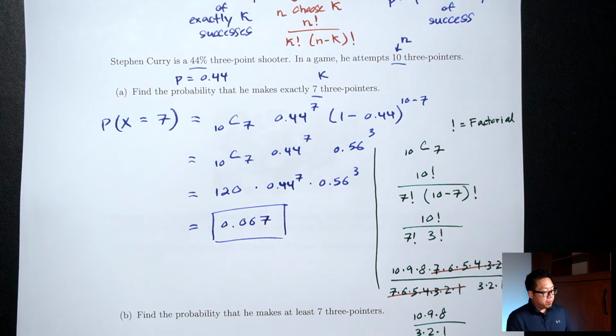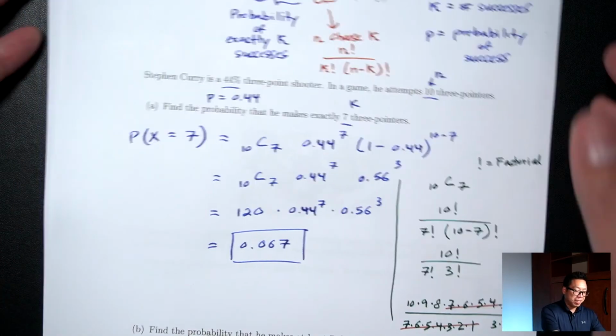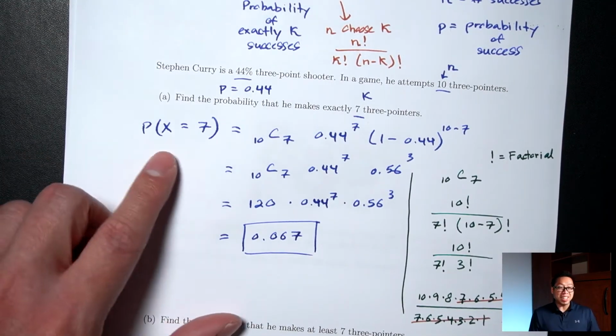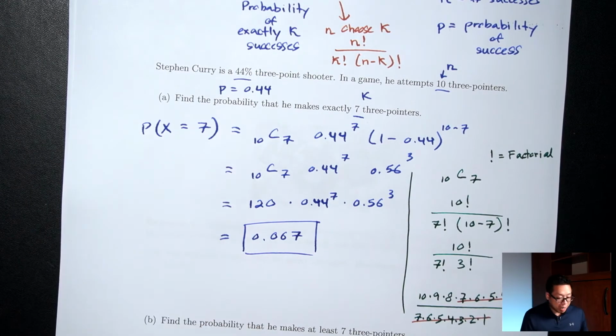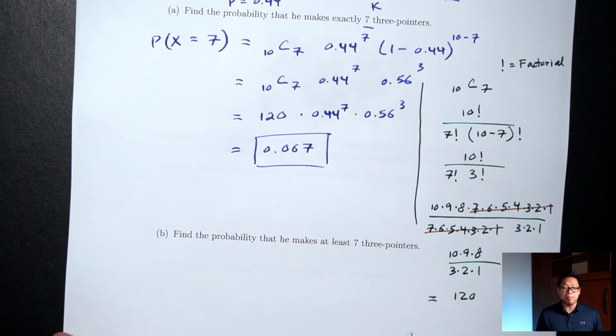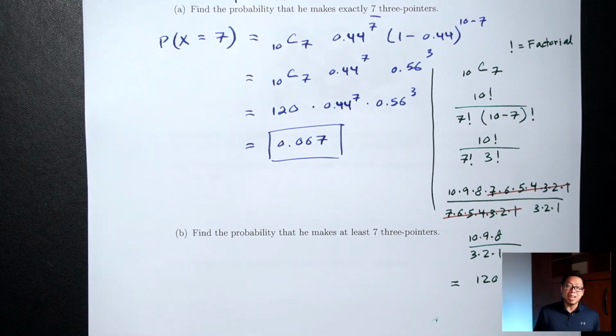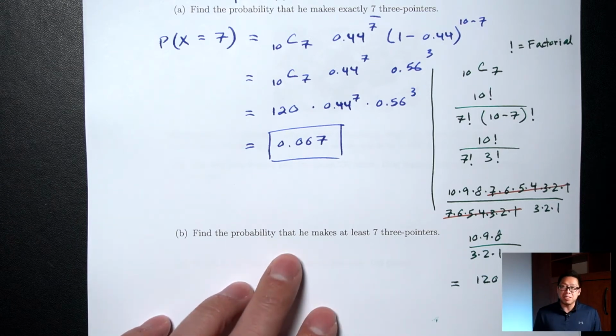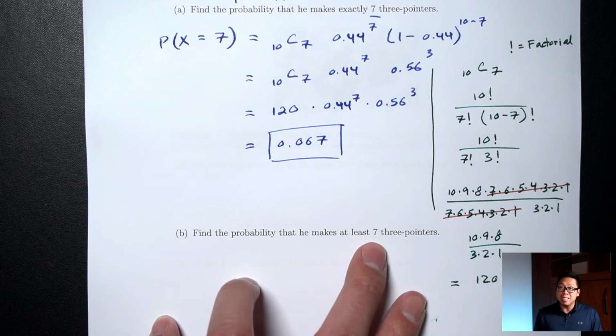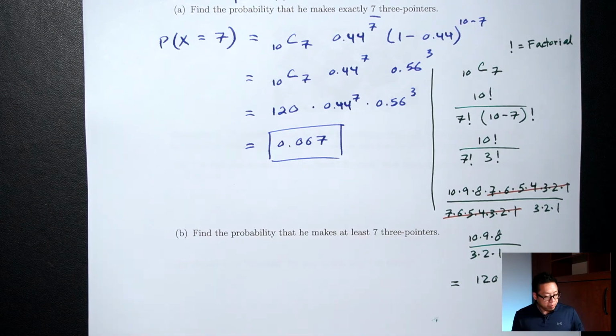Now, most of the time, we're not interested in the probability of getting exactly something, right? Most of the time, we're actually interested in things like part B. What's the probability that he makes at least 7 3-pointers? Because say if he makes 7 3-pointers, the Warriors win. If he makes more than 7, the Warriors also win. So if all you care about is the probability of the Warriors winning, then you care about things like this. What's the probability that he makes at least 7 3-pointers?